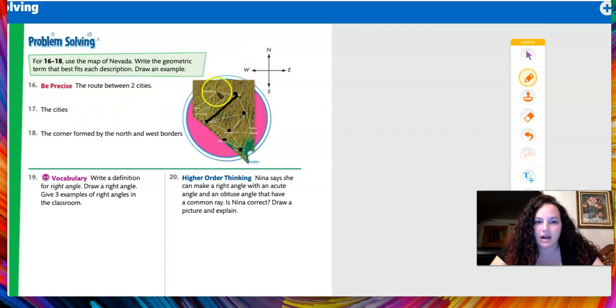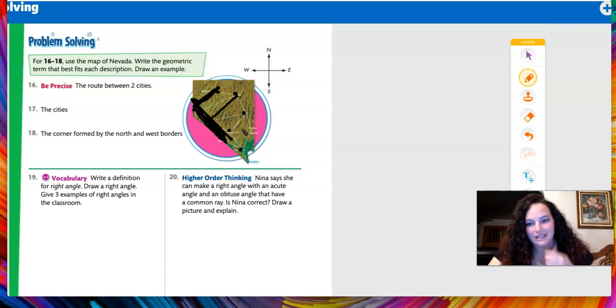Now this number 18 says the corner formed by the north and west borders. So north is at the top, and then west is on this side, these borders. So this to this. What would we call that? Oops, I guess I should darken my line so you can see it pretty well. You can pause your video. Okay, are you back? Did you call it a right angle? If you did, you would be correct because the middle forms a square.